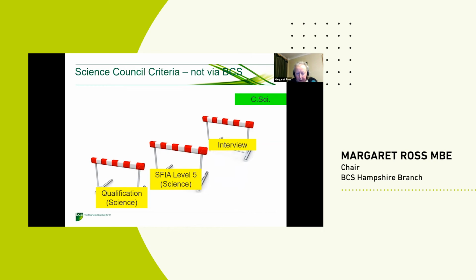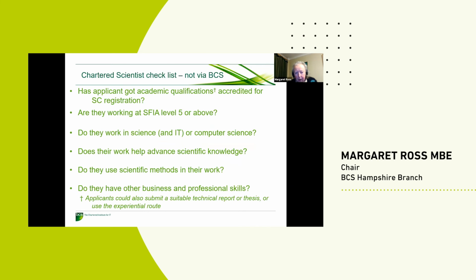Now, for chartered scientist, you have the qualifications that have to be accepted under the science section. You've got to have your level 5 within that general science section. And again, you've got the interview. The qualification is rated rather important in this case. So what are we looking for? Well, are you working at level 5, working in science or IT, computer science? Yes, you probably satisfy it. It depends exactly what your work is.